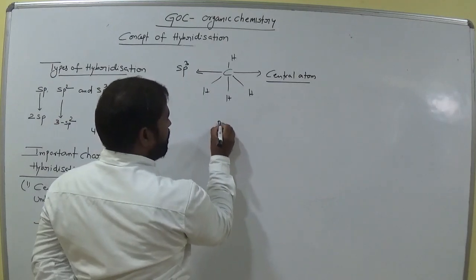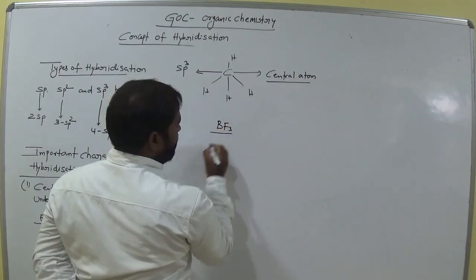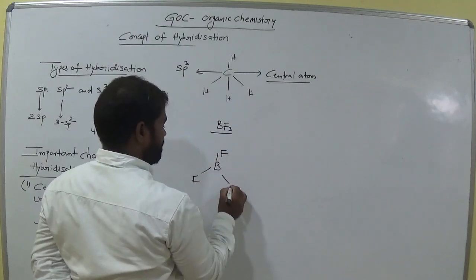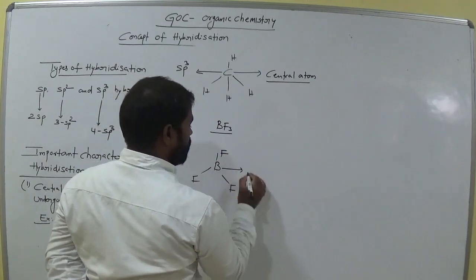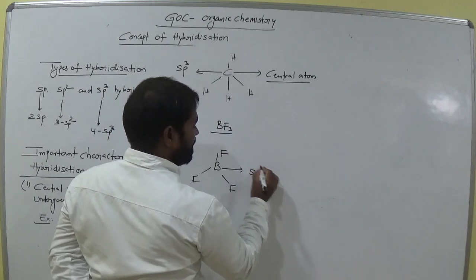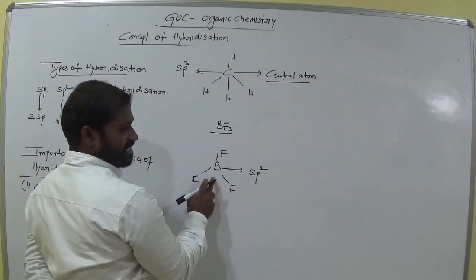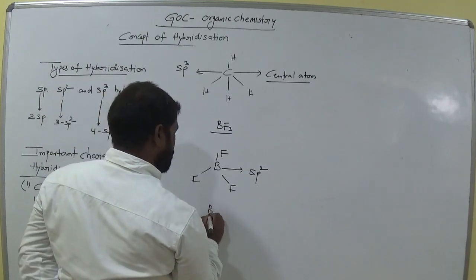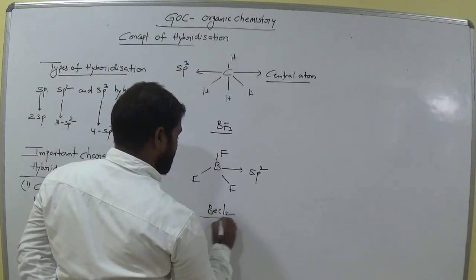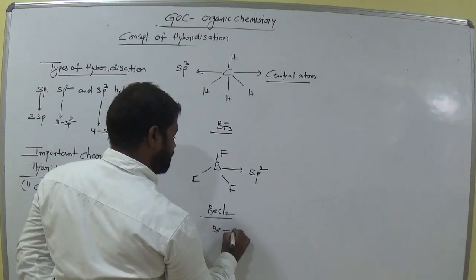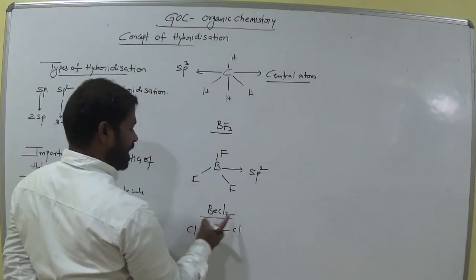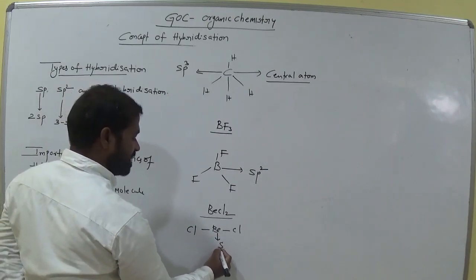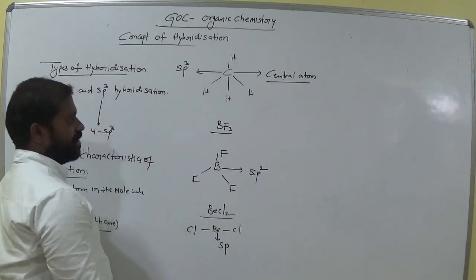Okay. For example, boron trifluoride. Now boron is the central atom. This only undergoes hybridization. Which hybridization? sp2 hybridization. Boron is the central atom. Okay. And let's see BeCl2, beryllium dichloride, beryllium chloride. The central atom is beryllium. It undergoes sp hybridization.